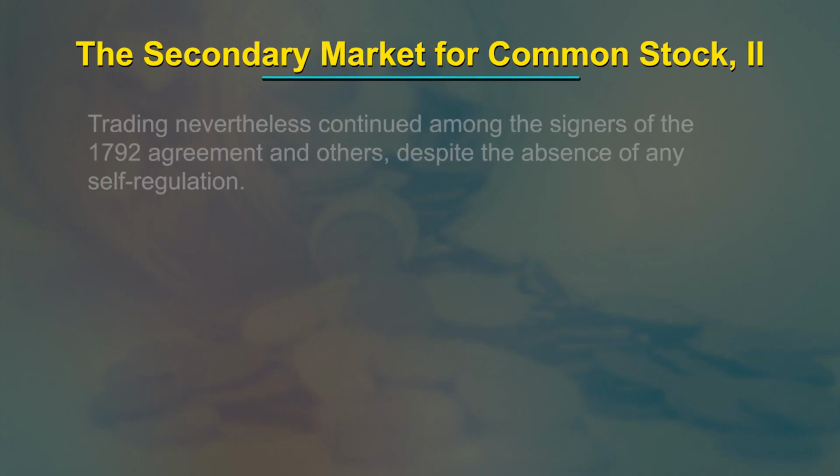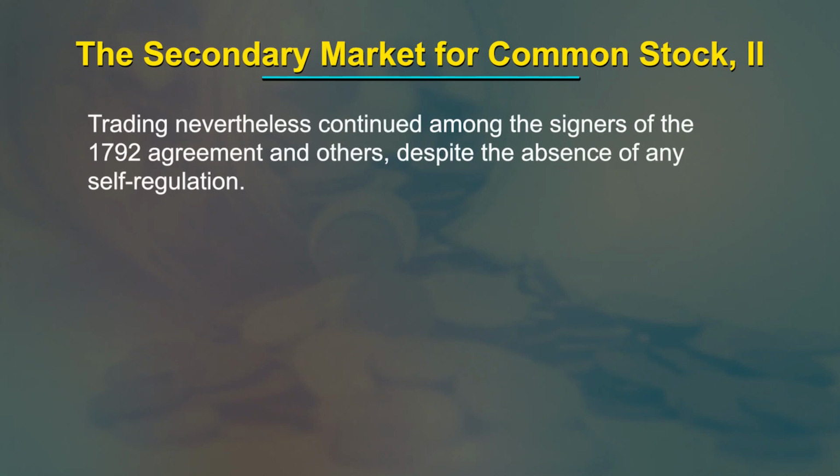And this second agreement was another attempt at the formation of a cartel, just like the previous one. But sadly, this also appears to be equally unsuccessful. However, we find that trading nevertheless continued among those who had signed the 1792 agreement and others, despite the absence of any sort of self-regulation.